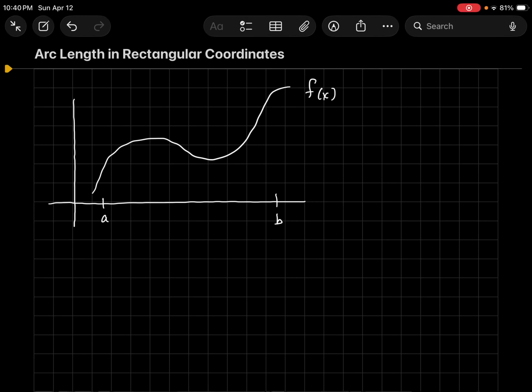The arc length in rectangular coordinates. Suppose that we want to find the length of f of x from x equals a to x equals b. How could we do this?